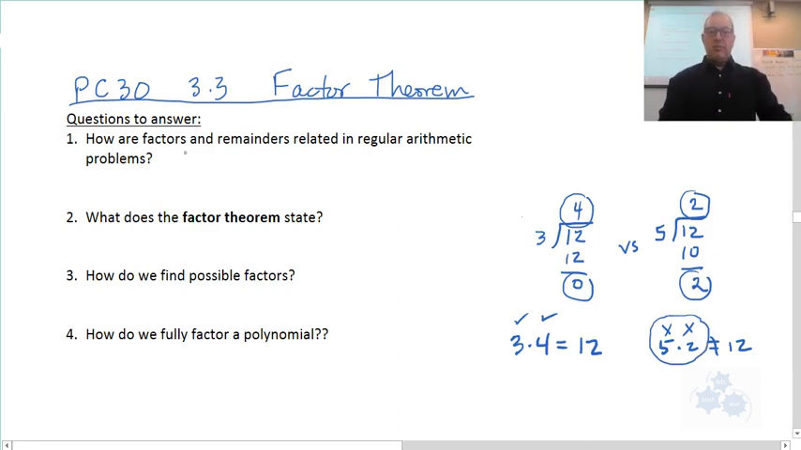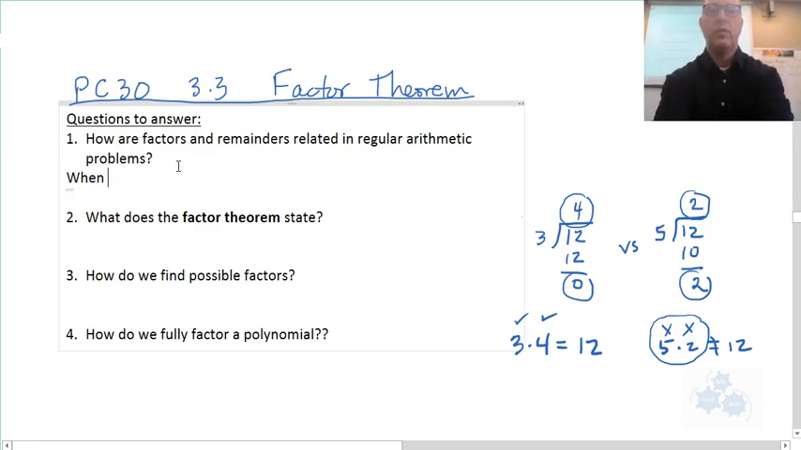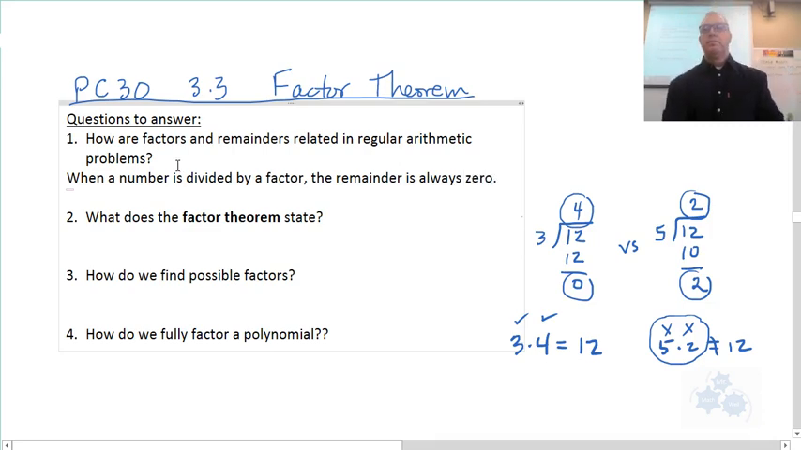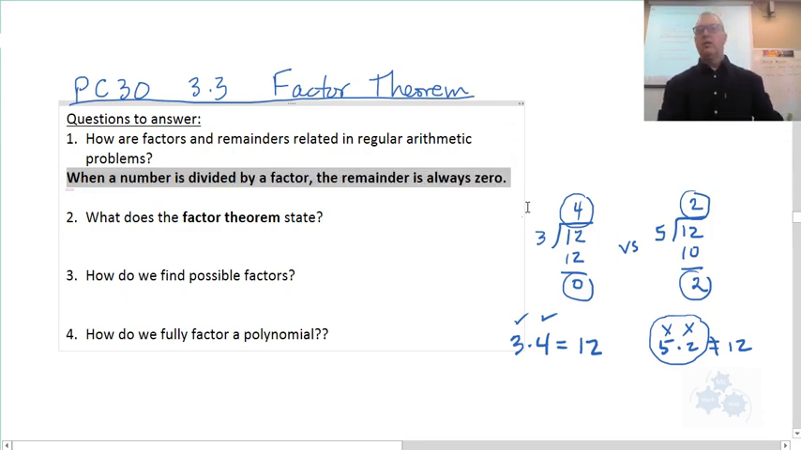Okay? So we have to be careful here, but generally, how are factors and remainders related? You can write down this is what I'll write for an answer. When a number is divided by one of its factors, the remainder is always 0. So that's the answer to question number 1, and we see that in this example.